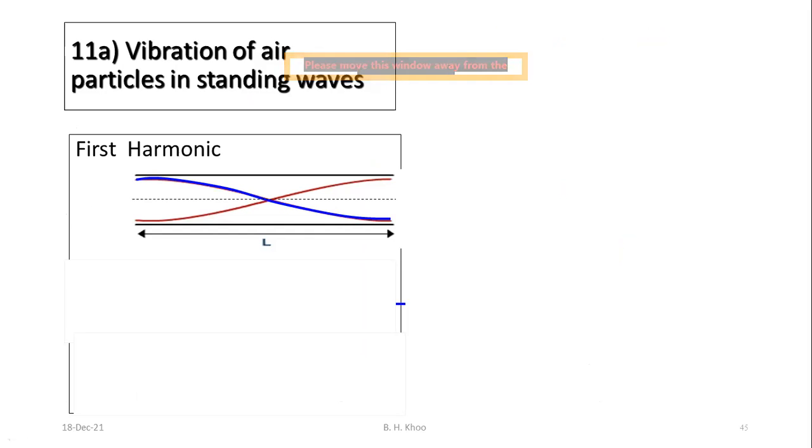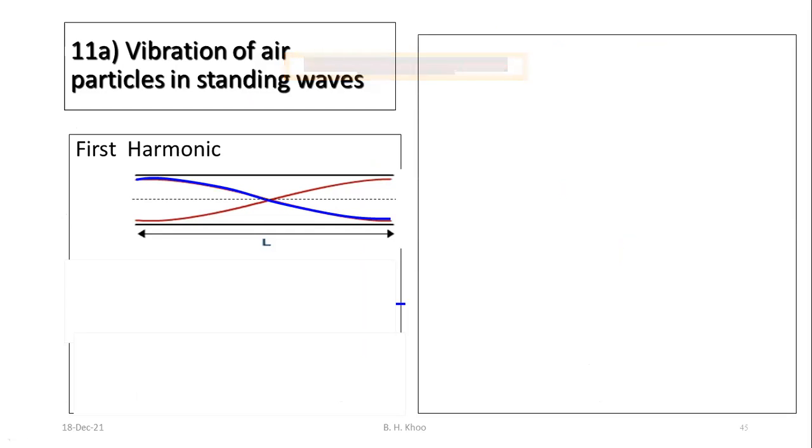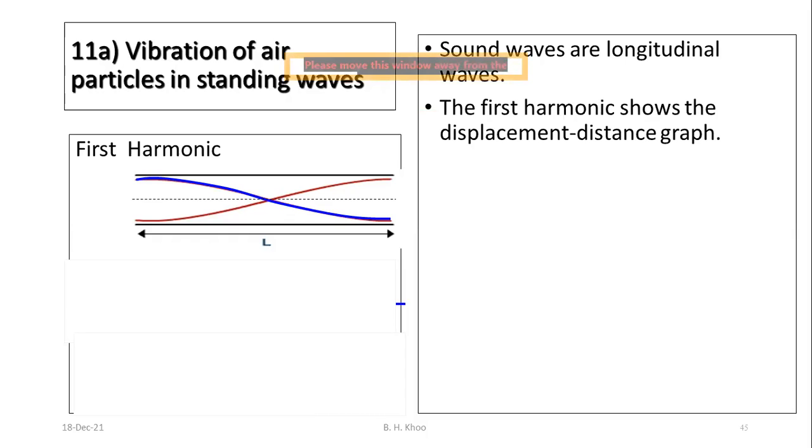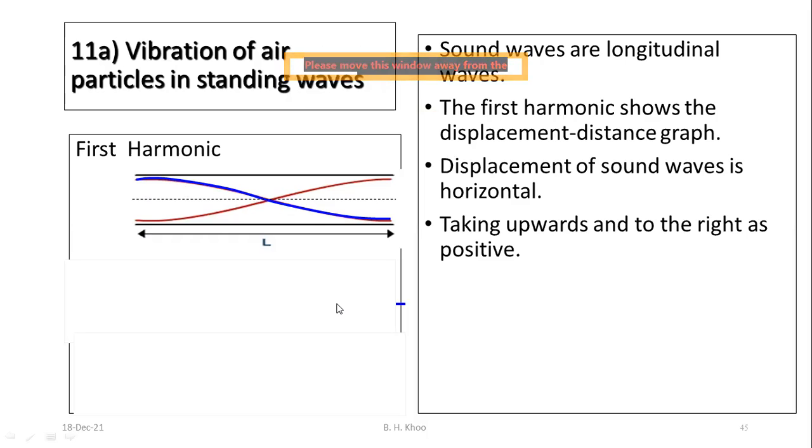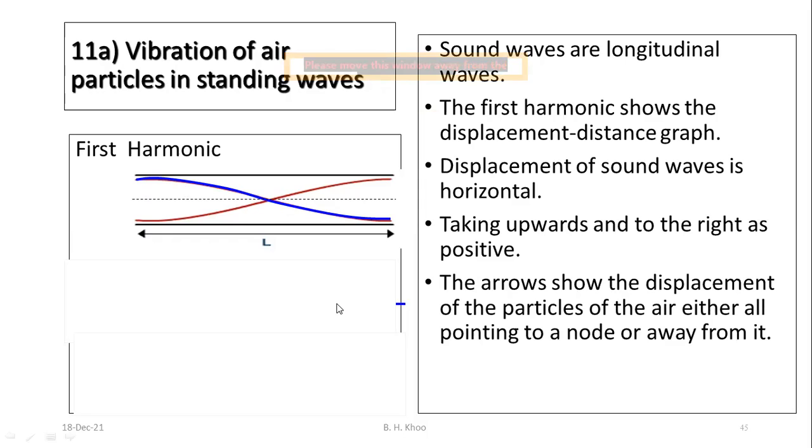This is our open tube, first harmonic. Sound wave, remember, is a longitudinal wave. The first harmonic shows the displacement-distance graph. You can either look at the red one or the blue one. Displacement of sound wave is horizontal, remember, for longitudinal wave, taking upwards and to the right as positive. The arrow shows the displacement of a particle of the air, either pointing to the node or away from the node.